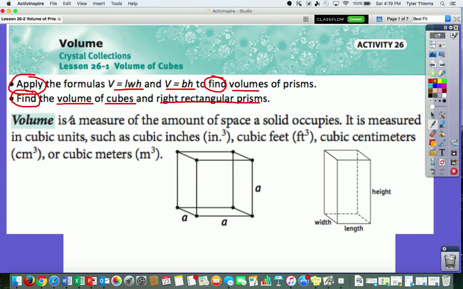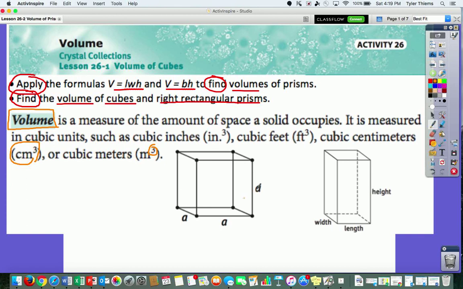So just as a reminder, hopefully we already know that volume is a measure of the amount of space a solid occupies, or it's the amount of space a shape takes up. It's measured in cubic units, so we're always going to write our answer like this, or cubic inches, or cubic feet, or cubic centimeters, but it's always going to be written with this exponent of 3, because that means it's cubic measurement.